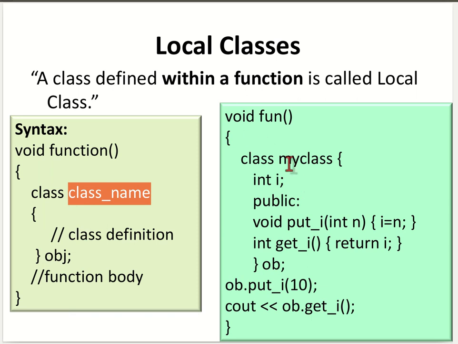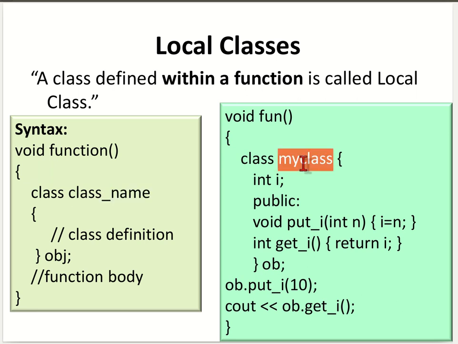So here in this example, void fun is our function. Inside this function we have created one class, MyClass, and here we have created one object ob. This ob as well as this MyClass is accessible only inside this function. We will call the function ob.put_i. What will it be doing? put_i will initialize i to 10, so the i of this ob will be initialized to 10.